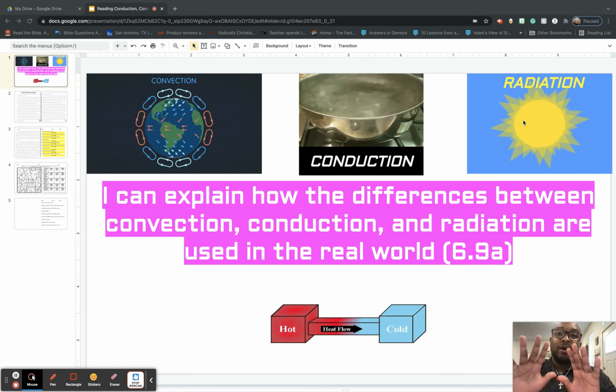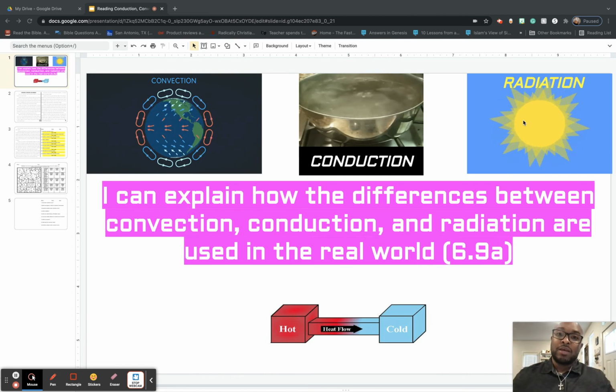And then radiation is the transfer of heat between things that are not touching. So I can go to a fire or I can go outside and feel the sun without literally touching the sun. It just transfers that energy without touching. So we should be able to explain the differences between them and how they're used in the real world. Also, don't forget that heat always transfers from an area of hot to an area of cold.